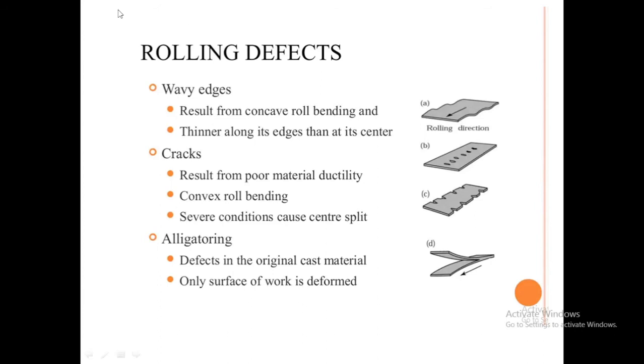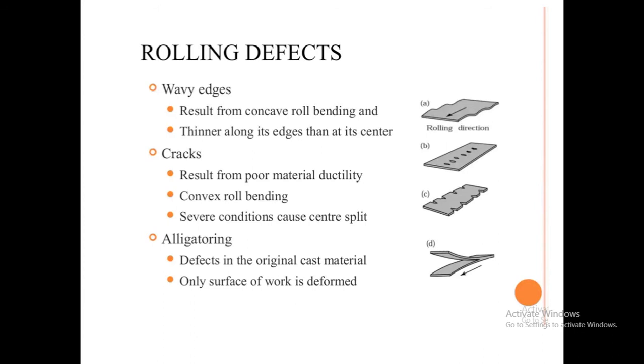Then, why else are cracks developed? Convex roll bending. If there is a defect in a roller, or if there is improper alignment of the roller, then this type of defect will be developed in a material.